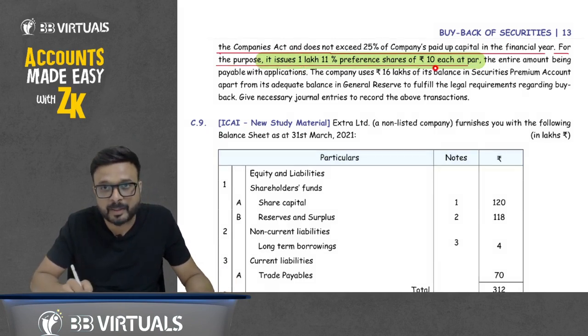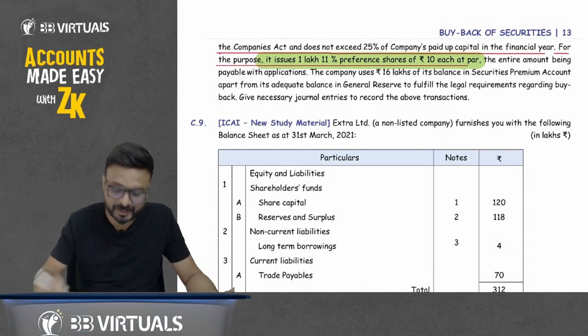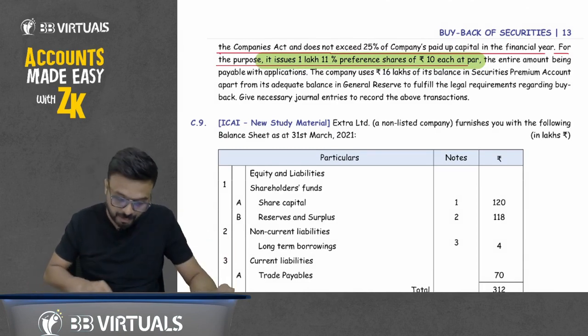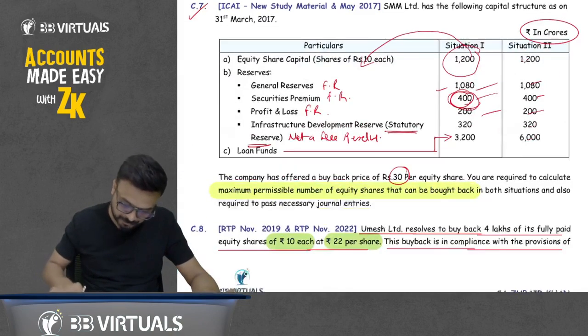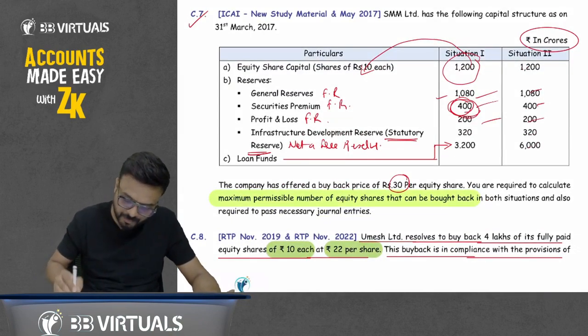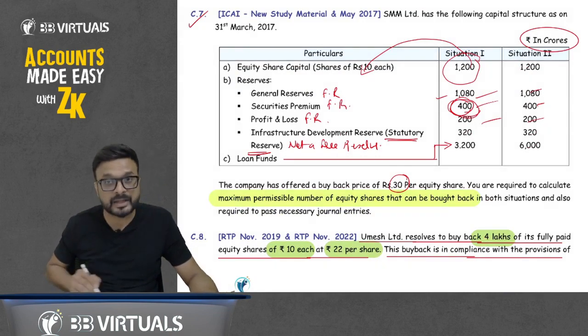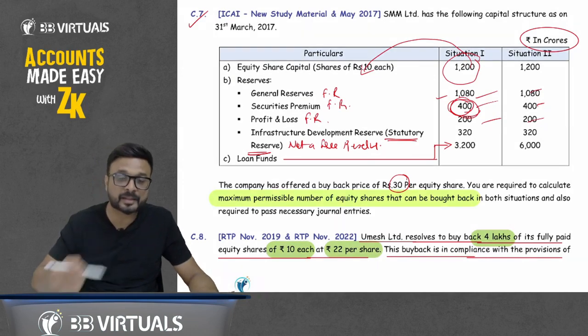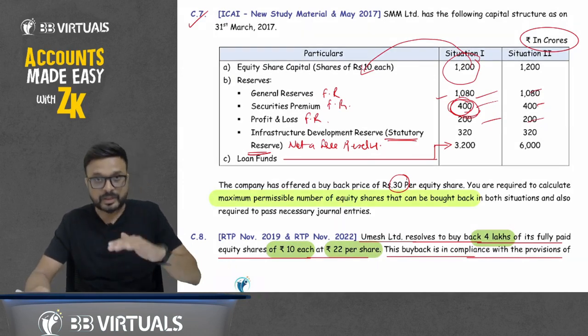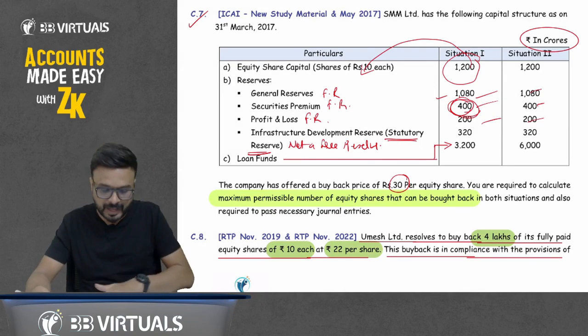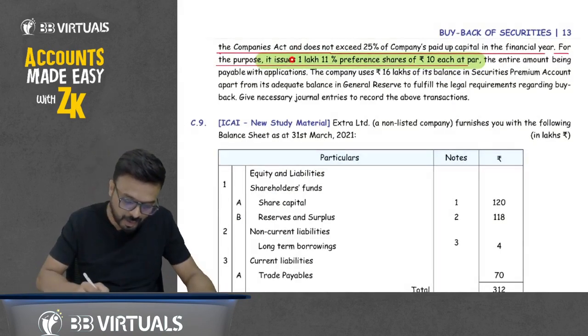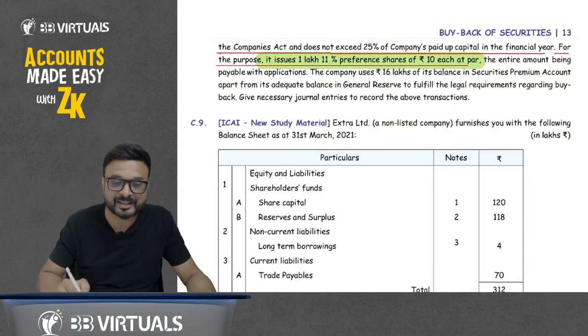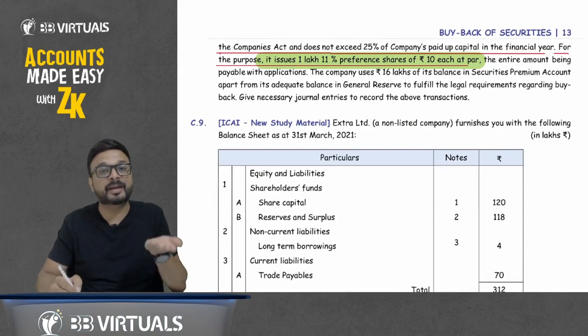1 lakh multiplied by 10 comes to 10 lakh rupees. So capital will be increased by rupees 10 lakh when you issue the shares. But you are doing buyback here. How many shares are you buying back? 4 lakhs. So how much decrease in capital? 4 lakh multiplied by face value 10, that is 4 multiplied by 10, comes to 40 lakhs. So capital will be reduced by rupees 40 lakh. But you are issuing 1 lakh shares in the market, so the capital will be increased by 10 lakh.